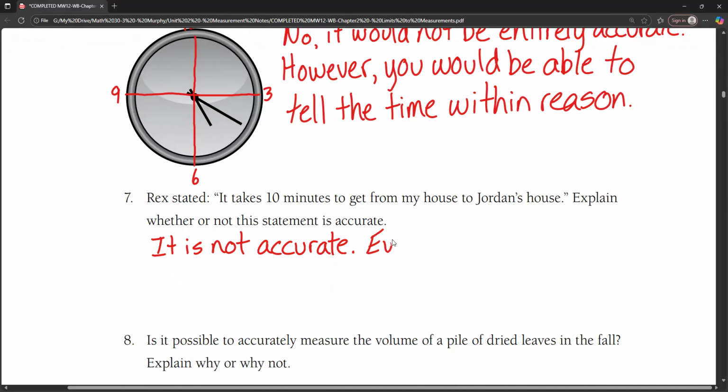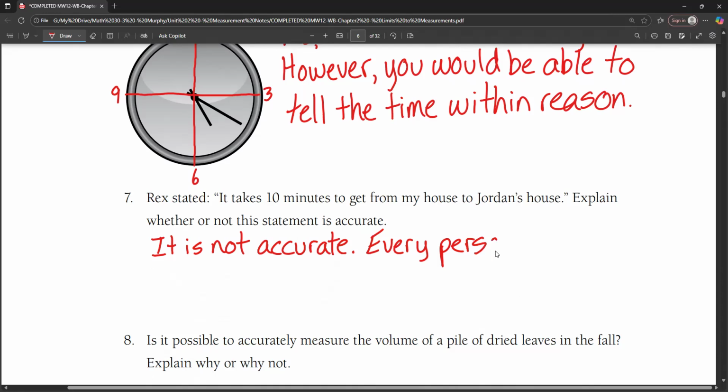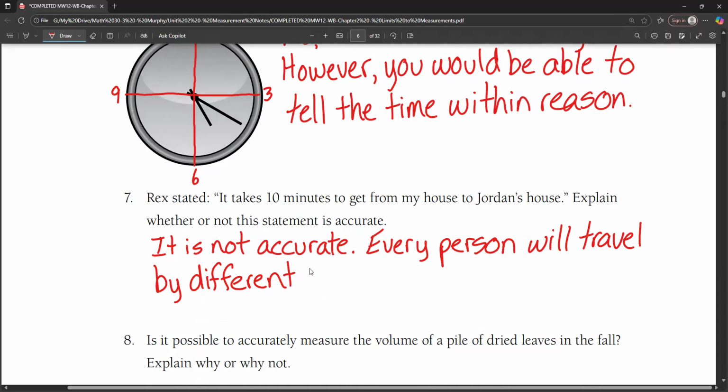So every person will travel by different means. Okay, car, bike, walk, run, and or speed.